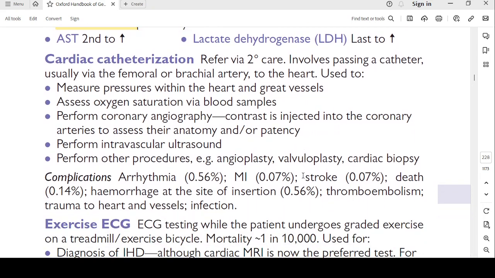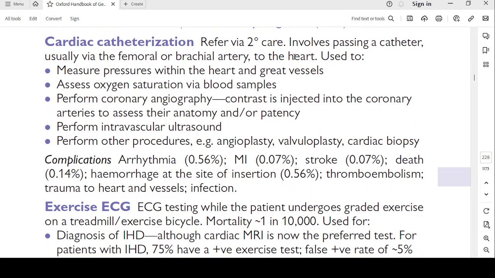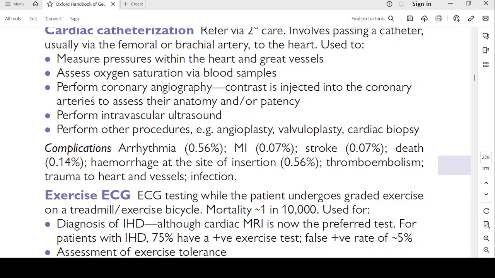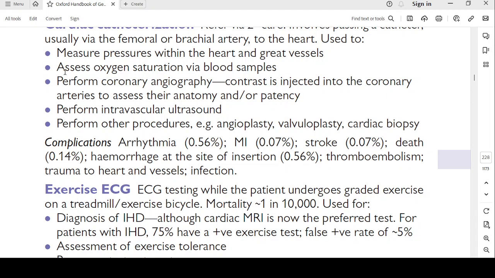Cardiac catheterization. Refer via secondary care. Involves passing a catheter usually via the femoral or brachial artery to the heart, used to measure pressures within the heart and great vessels, assess the oxygen saturation via blood samples, perform coronary angiography. Contrast is injected into the coronary arteries to assess their anatomy or patency, perform an intravascular ultrasound, perform other procedures, for example, angioplasty, valvuloplasty, cardiac biopsy.